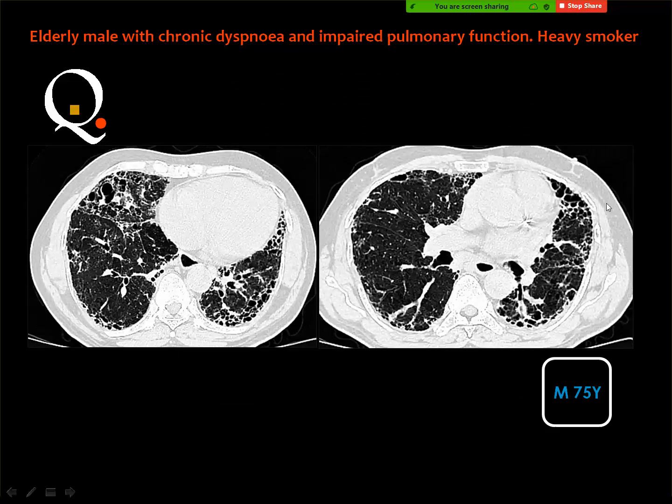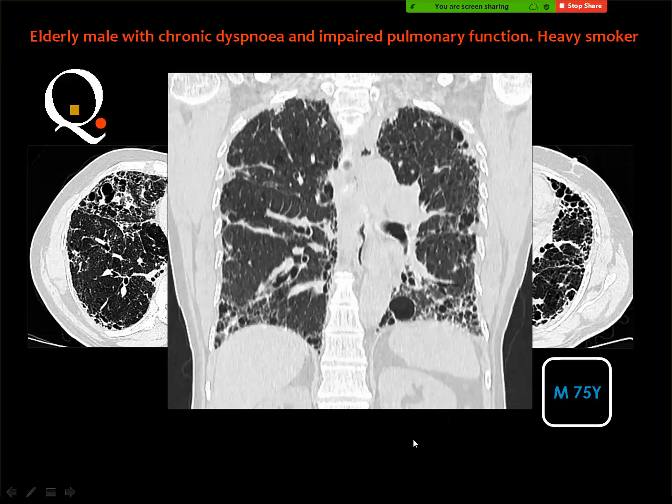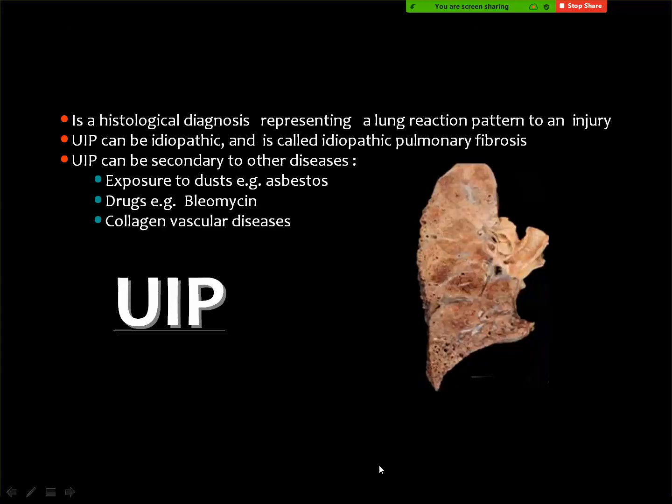The UIP. Yes, this is usual interstitial pneumonia, or interstitial pulmonary fibrosis, with classic appearance: interstitial opacities, honeycombing, traction bronchiectasis, all the full-blown picture. Usual interstitial pneumonia is the description of idiopathic pulmonary fibrosis if there is no cause for fibrosis.